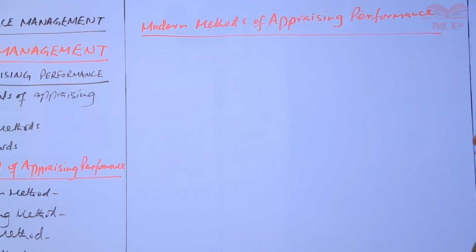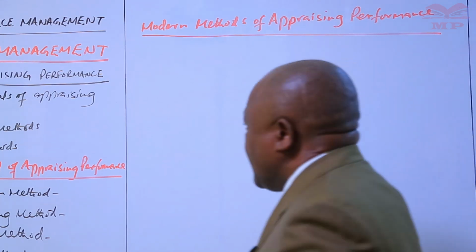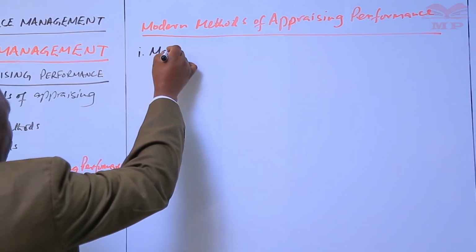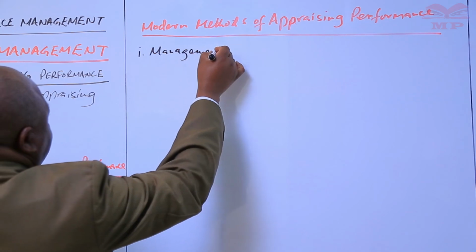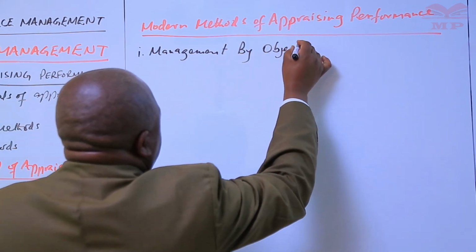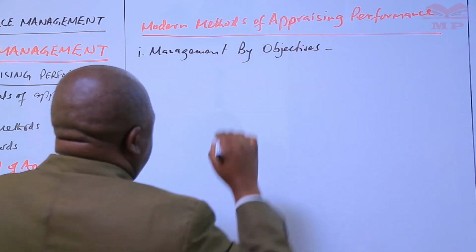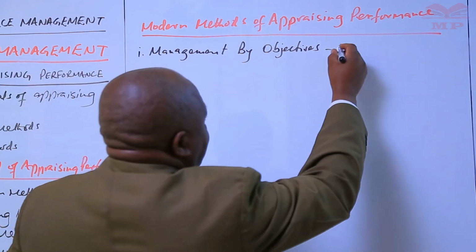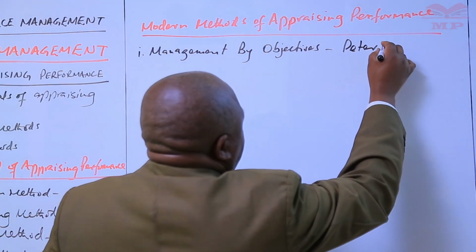One of the modern methods of appraising performance is what is referred to as management by objectives. So the propounder or the founder of this particular management by objectives method was Peter Drucker.